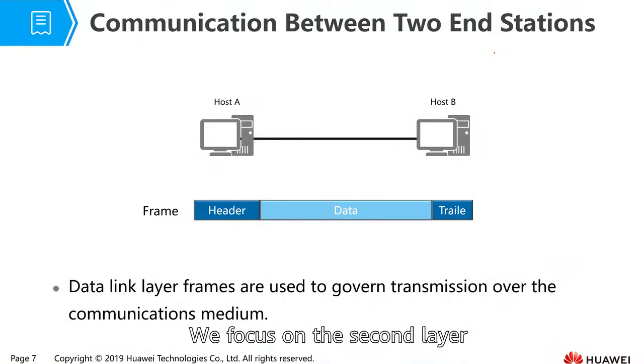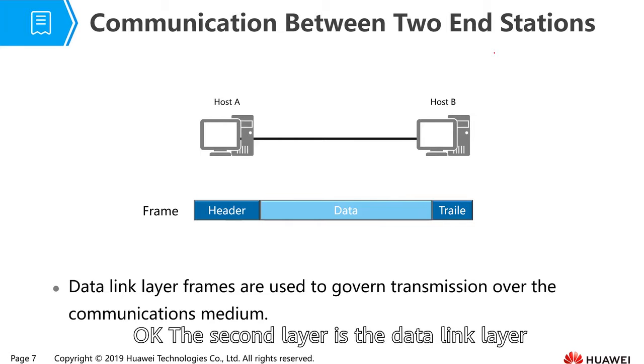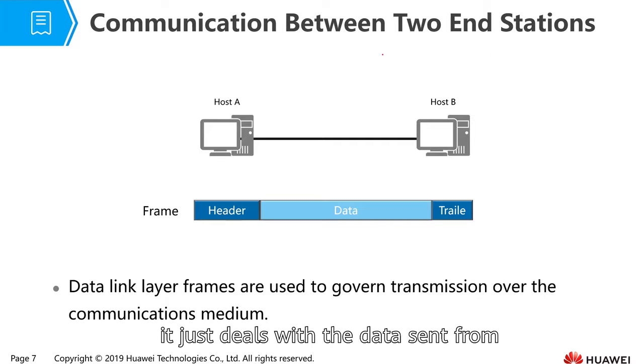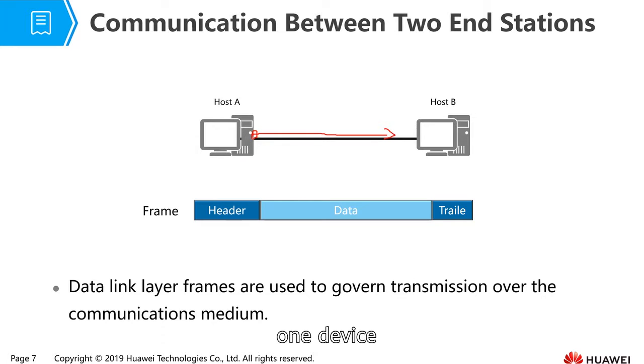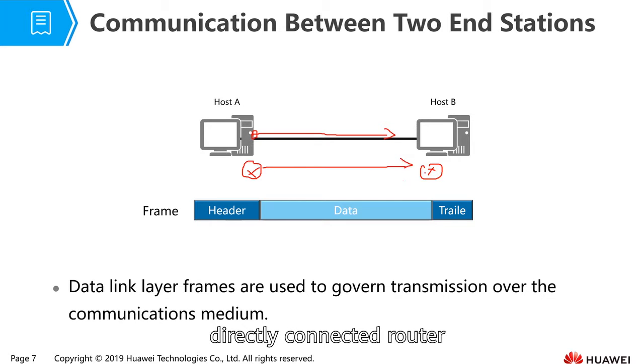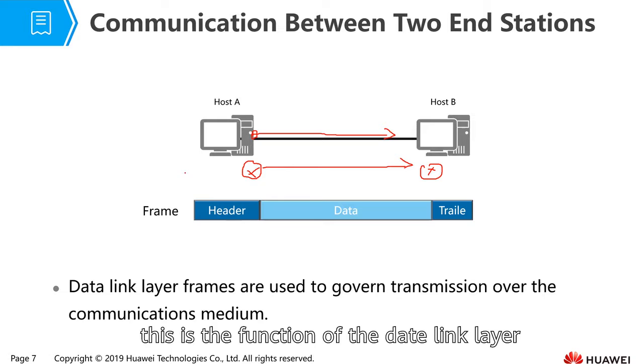We focus on the second layer. The second layer is the data link layer. In the data link layer, we just deal with data sending from one computer to another directly connected computer. One device, maybe a router, it's the same. The router is the same, and then one router to another directly connected router. This is the data link layer's function.